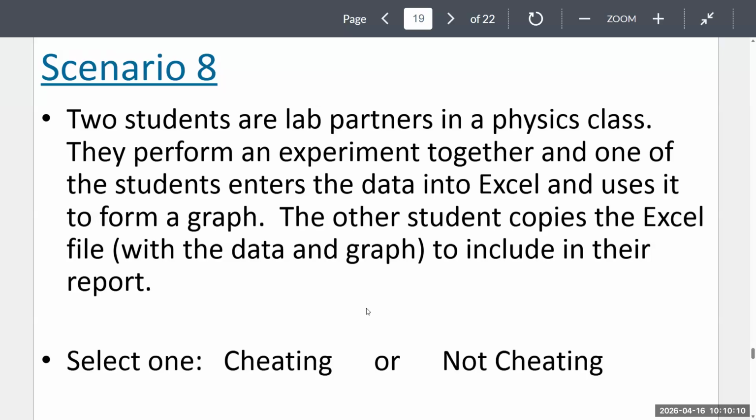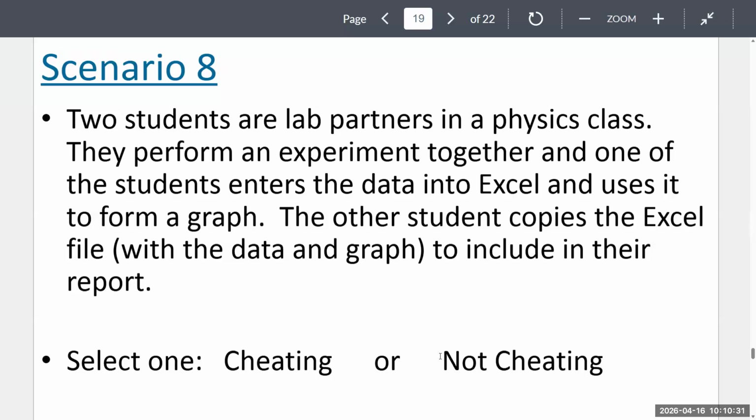One more time. Two students are lab partners. They're doing the same lab in a physics class. They perform an experiment together, and one of the students enters the data into Excel and uses it to form a graph. The other student copies the Excel file with the data and graph to include in their report.